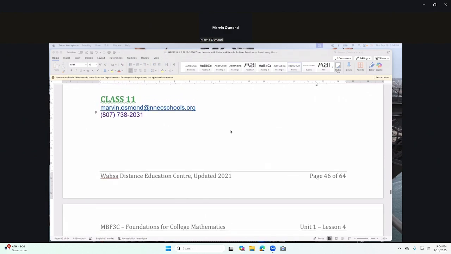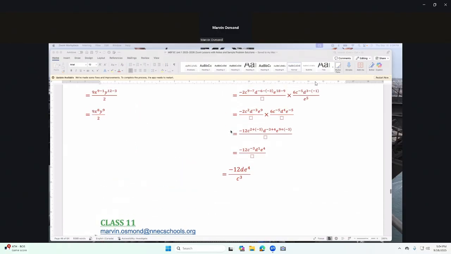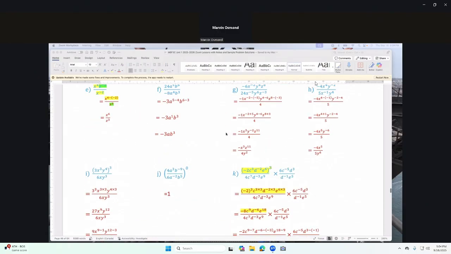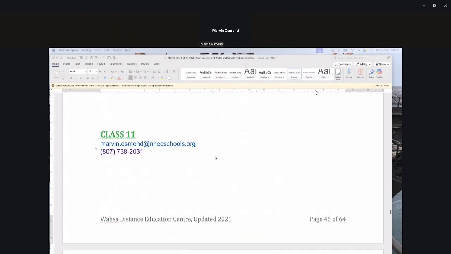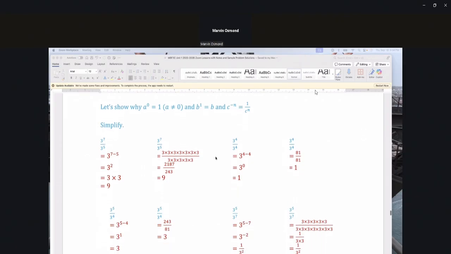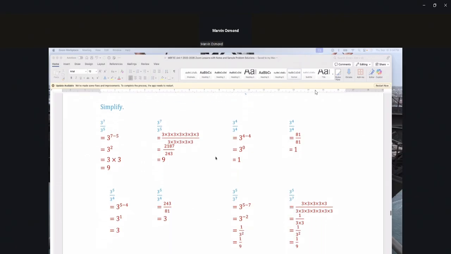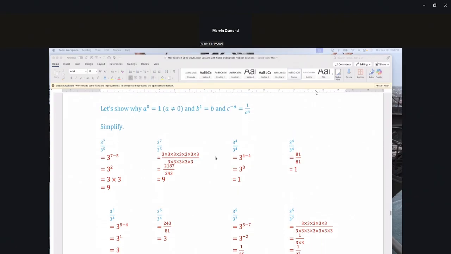We were looking at the exponent laws last class, and we did a lot of examples dealing with them. So what I want to do today is finish up a little bit, and just show you why. For example, why is a to the power 0 equal to 1? Why is b to the power 1 equal to b? And why is c to the power negative n equal to 1 over c to the power n? So we're going to do some examples just to show why those rules are the way they are.